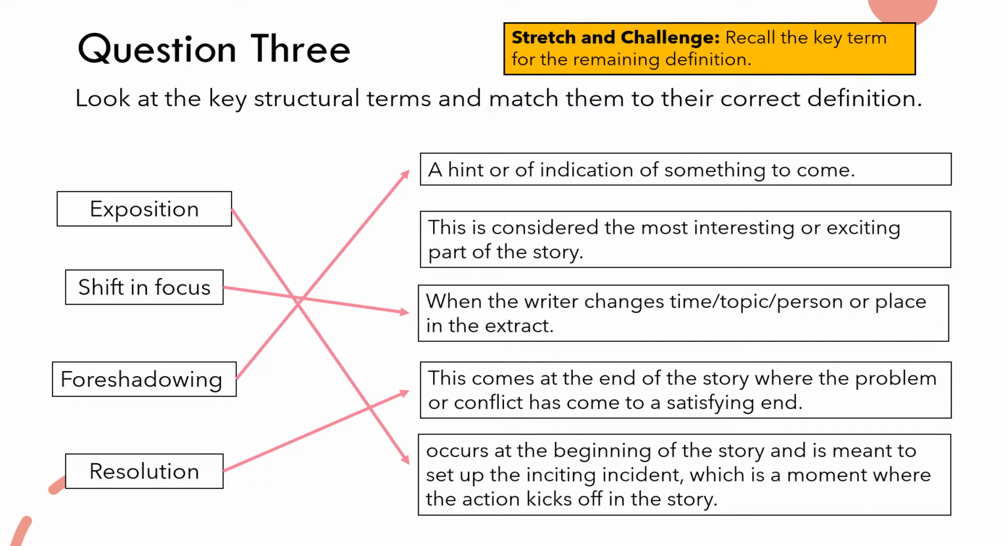So it hasn't been matched up there because there's no other definition available, but it's just a good one to test your understanding. So these are some of the main ones that you could choose, but think, are there any others that you're aware of? If you're still not sure, take your time, go back over these, and in a moment we're going to have a look at the extract and we're going to see where we can identify how structure has been used to really grab the reader's attention.